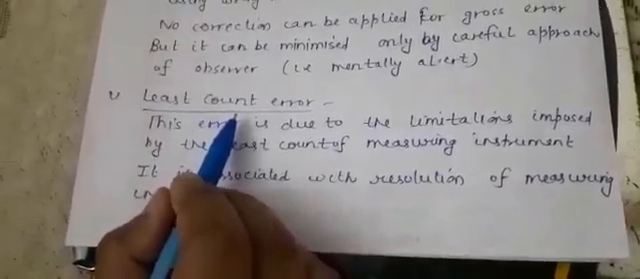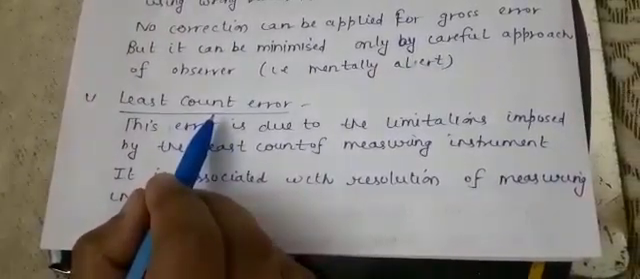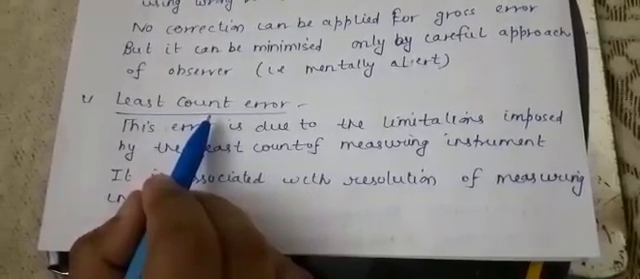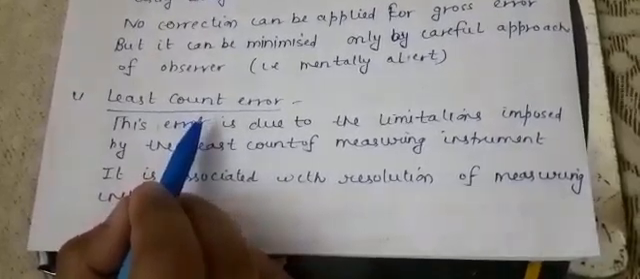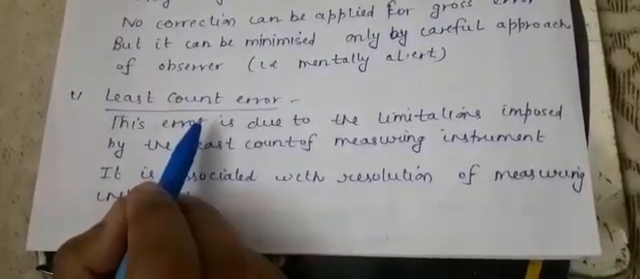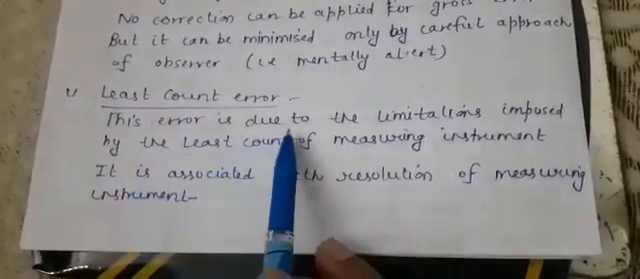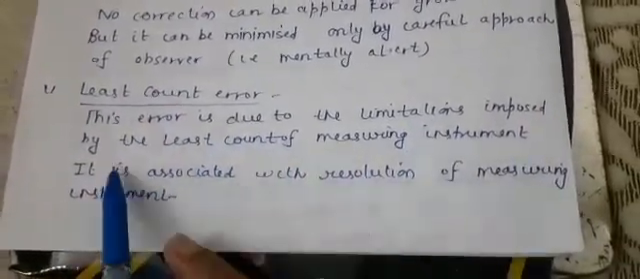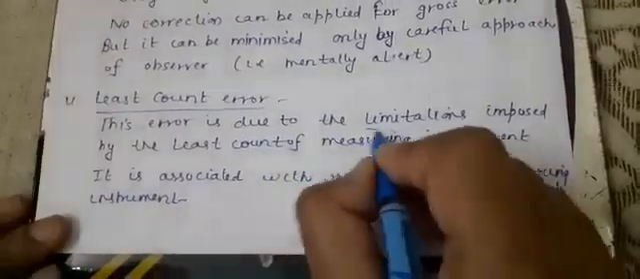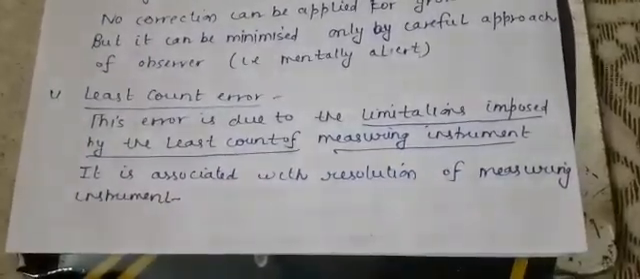If a wristwatch is there, where there is a second, minute and hour needle, the minimum measurement will be 1 second. So 1 second will be its least count. In a meter scale, the least count is 0.1 centimeter. Now this error is due to limitations imposed by the least count of the measuring instrument. What is the meaning? Limitations imposed by the least count of the measuring instrument.